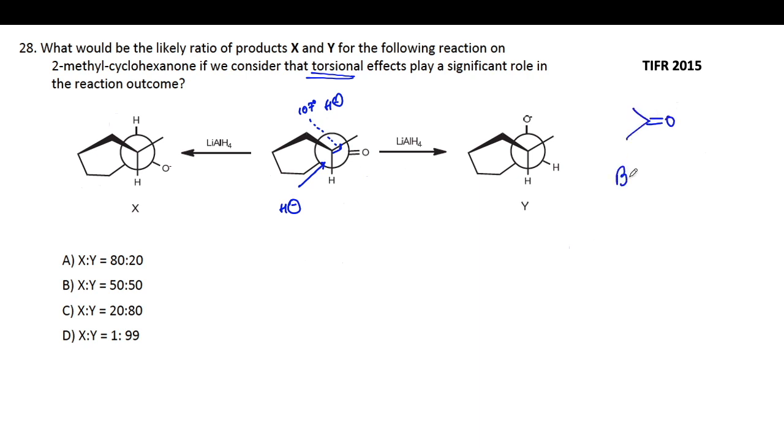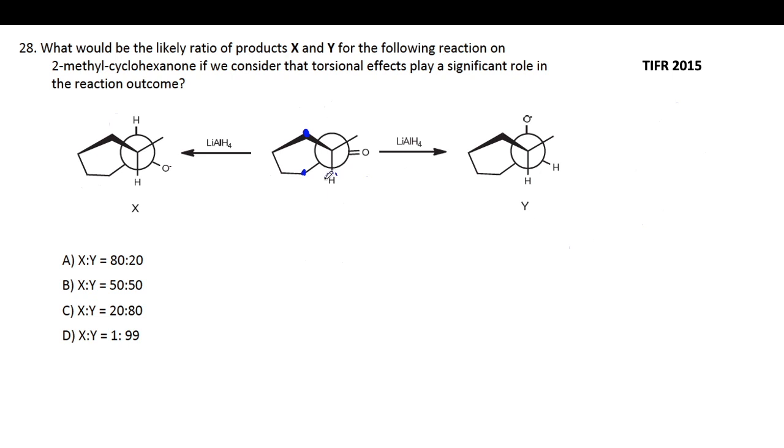You know that this is known as the Burgi-Dunitz trajectory, right? So this is known as the Burgi-Dunitz trajectory. Now it will be very easy for you to determine which position is going to be more hindered, because you see that there is going to be a methylene group both above and below. This is your carbonyl, carbonyl is below, right? So on this side there is a methylene group, on this side there is a methylene group.